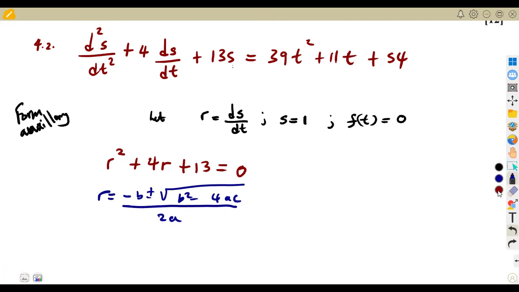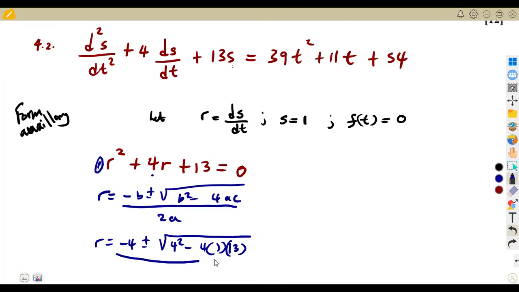So here we're going to just substitute, because sometimes it can be a normal quadratic, and sometimes it can be a complex, which gives us complex solutions. So it's better for you to substitute properly. R is equal to minus b, which is minus 4, plus or minus the square root of b squared, which is 4 squared, minus 4 times a, which is 1 here, times c, which is 13, over 2a. So this is over 2a, which is 2 times 1.